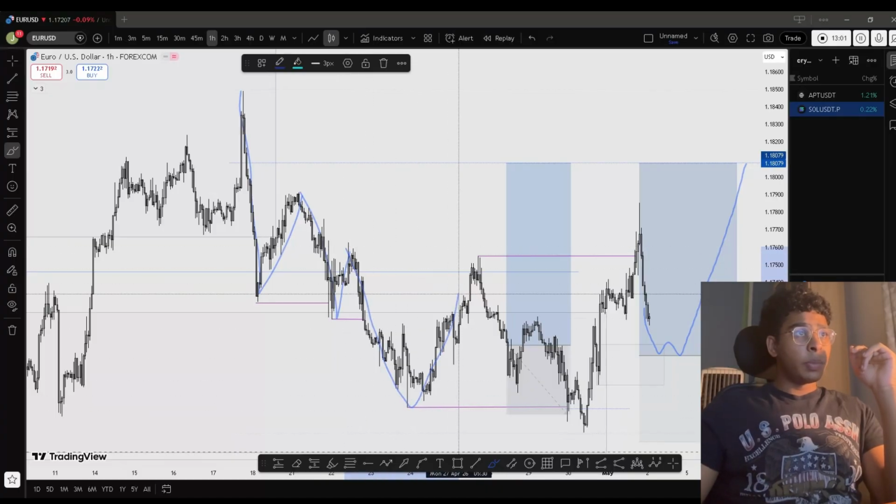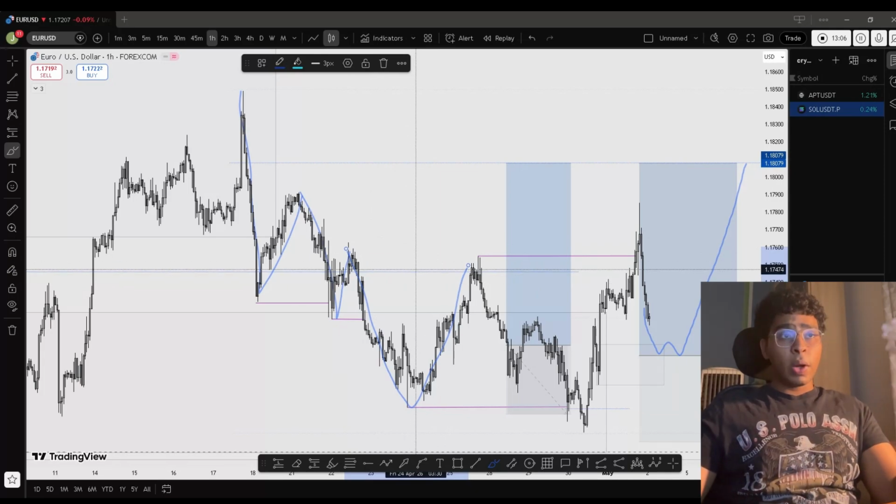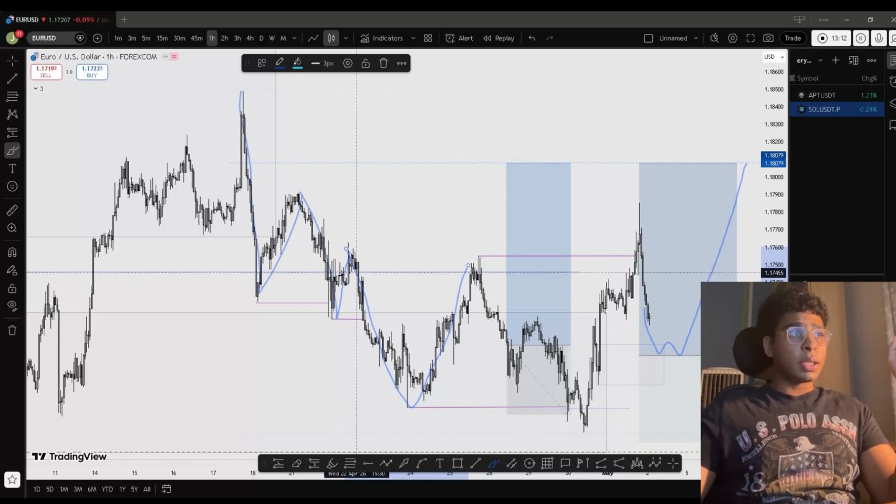The ideal scenario is that you should wait for the shift. I did not wait for it because I actually do not wait for the complete shift. As soon as I see that the price is coming from the third leg, as soon as price retraces from the top area of supply, I'm happy looking for long.